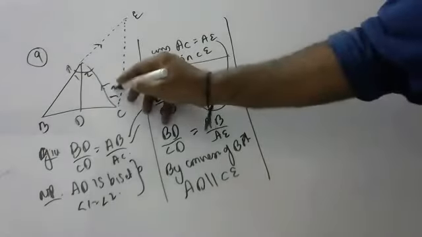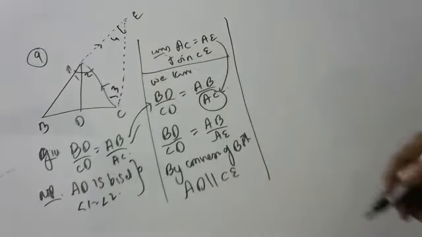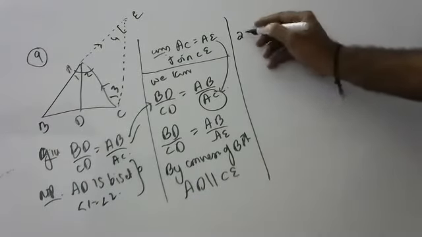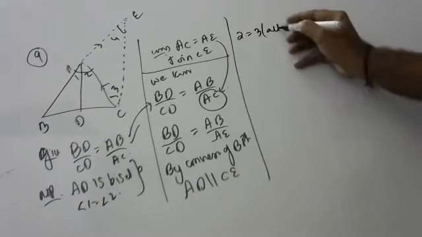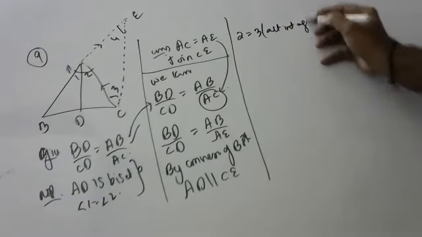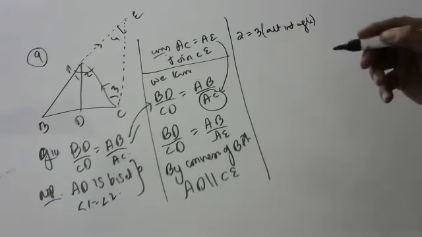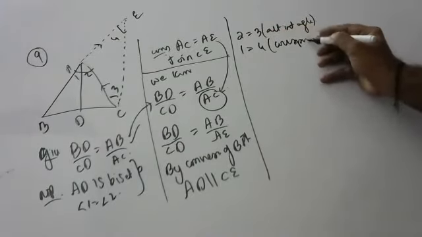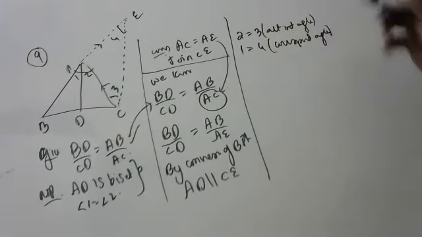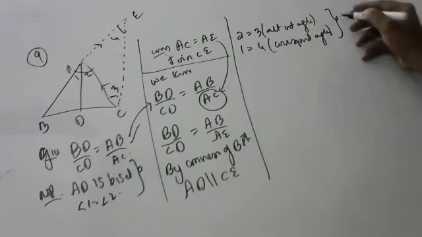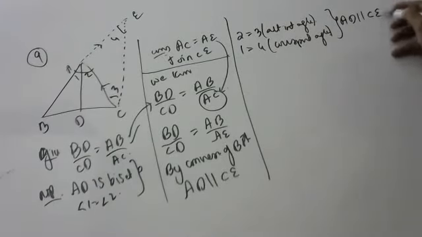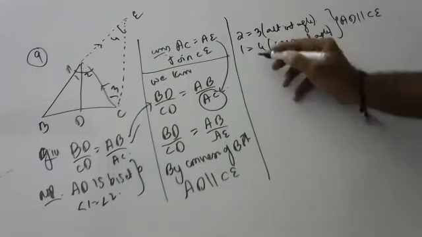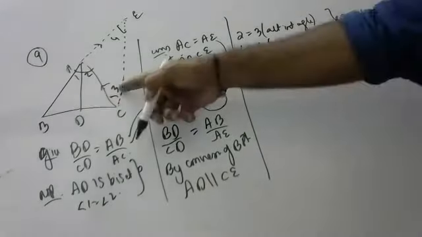So if AD is parallel to CE, children, now tell me, 2 and 3 are equal, right? Alternate interior angles. Okay, 1 and 4 are equal, right, children? Corresponding angles. Of which parallel lines? AD parallel to CE. Now tell me, children, 3 and 4 are equal, right?